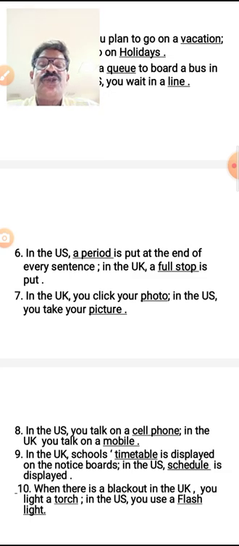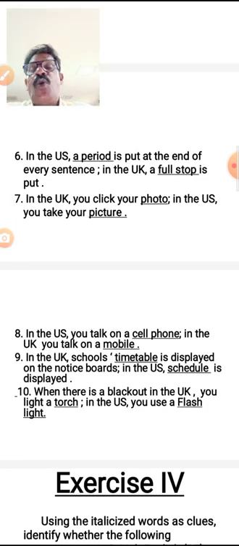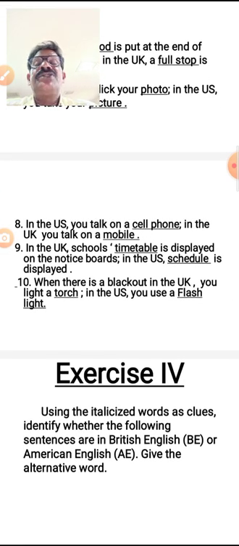In punctuation also, in first year we have discussed. In the UK, you click your photo. In the UK, it is called photo, but in the USA, it is called picture, not photo. In the US, you talk on a cell phone. In America, it is called a cell phone. In Britain, it is called mobile.